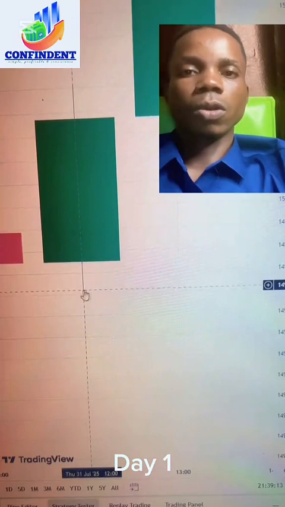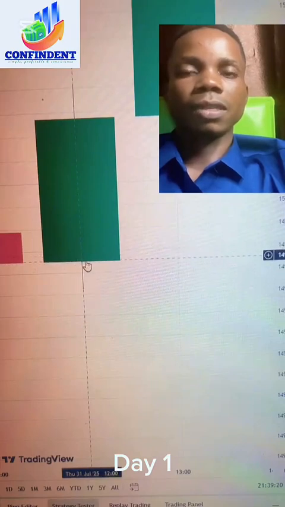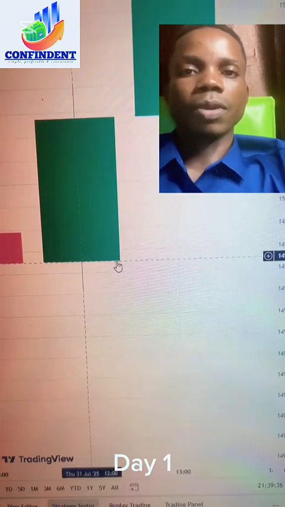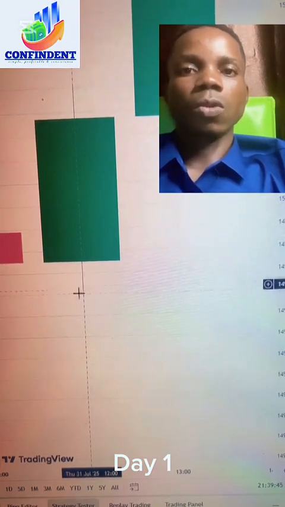This is what we call the shadow. It came to this point, then came back to the opening price and went higher. When it got to this level, it moved here. We call this particular place the upper shadow, and it came back and closed here. So this is the opening price, this is the close price, but this particular part is the shadow. This is the upper shadow, and this is the lower shadow.